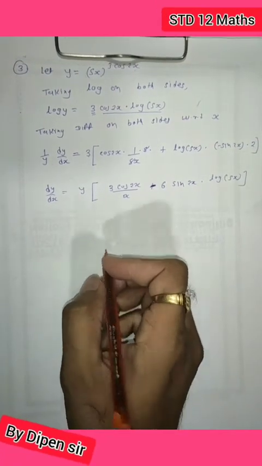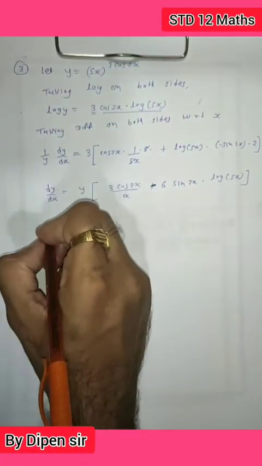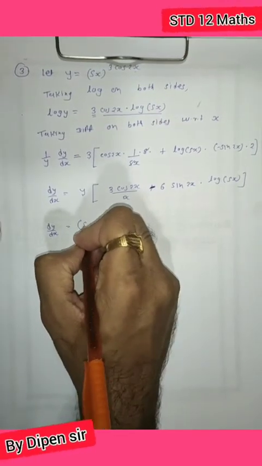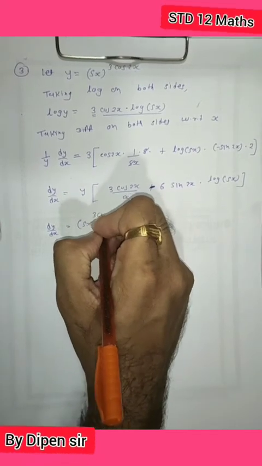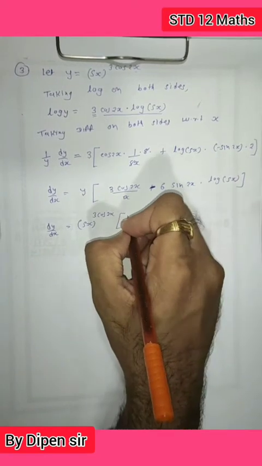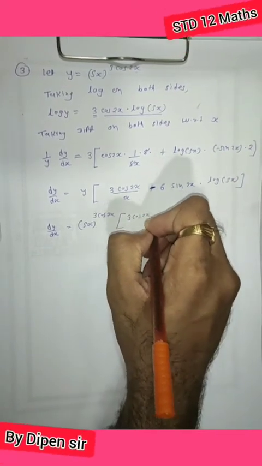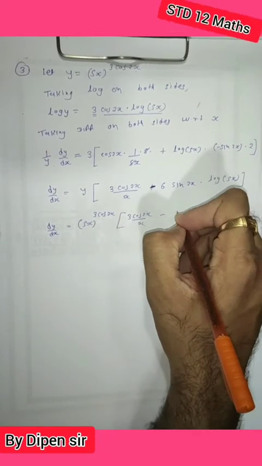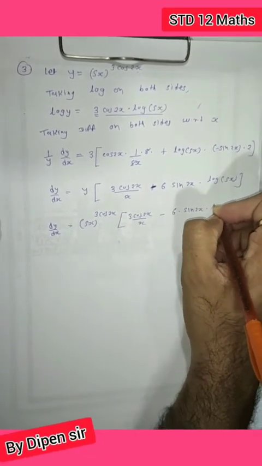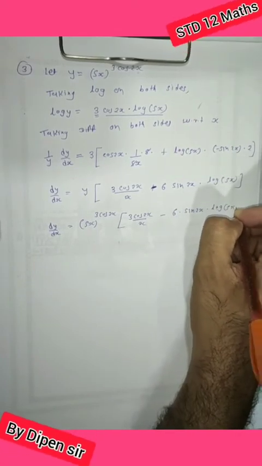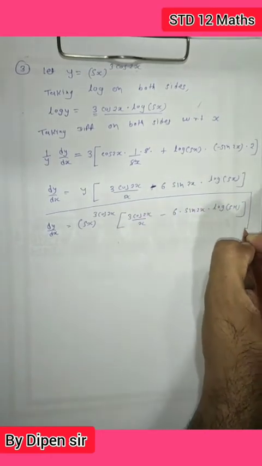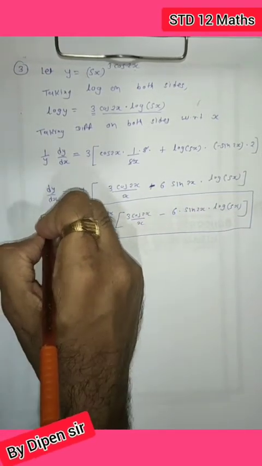Clear, students? Now put the value of this y. Given y is (5x) raised to 3 cos 2x in the bracket, 3 cos 2x by x minus 6 into sin 2x into log 5x is your answer. This is differentiation of the given function with respect to x. Done.